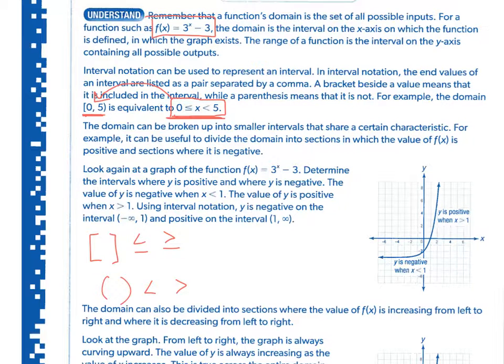All right, so let's start to answer some of the questions that it's going to ask us here. It says, look at the graph, determine the intervals where y is positive and where y is negative. So I want to know the intervals where y is positive and where y is negative. Where is your range positive, where is your range negative? So let's go with positive y values. Where is your range positive?